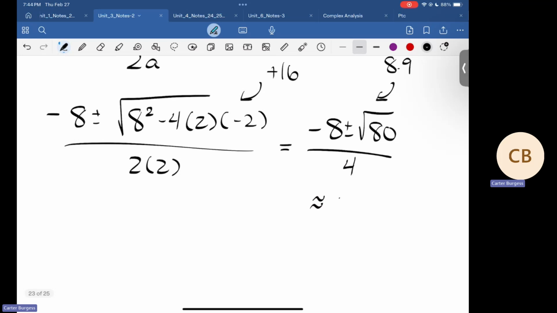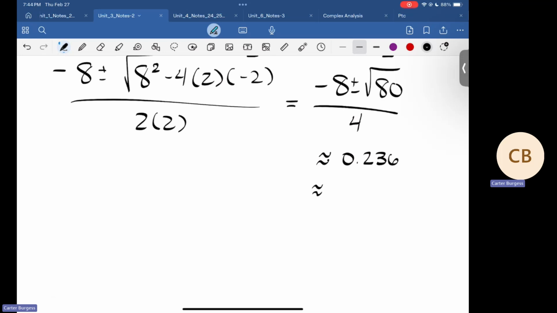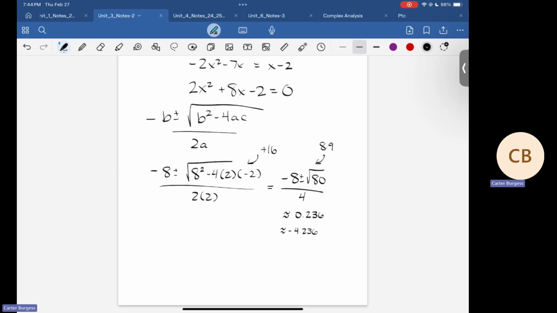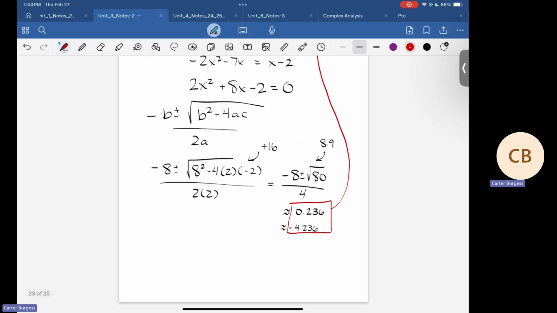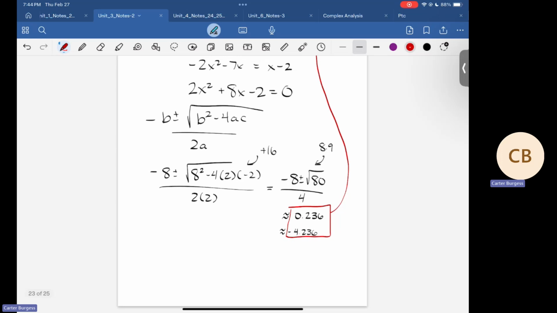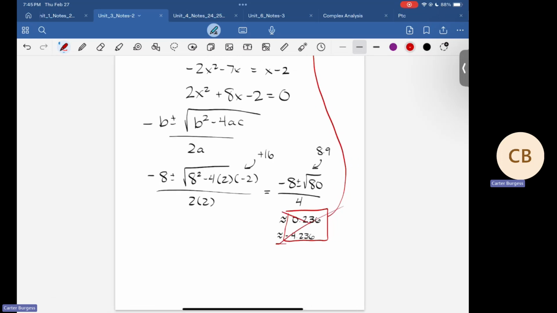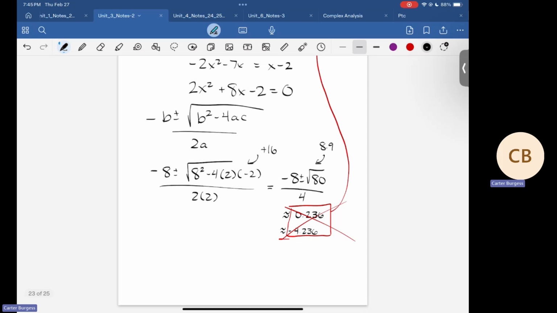But when I do plus, I get 0.236-ish. And when I do minus, I get negative 4.236. And the problem with both of these is that when we plug them back into my original function, we get the logarithm of a negative value. And so because both of these turn the inside of our logarithms negative, we have to exclude both of them. Here we have no solutions.